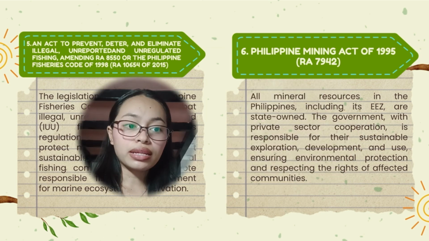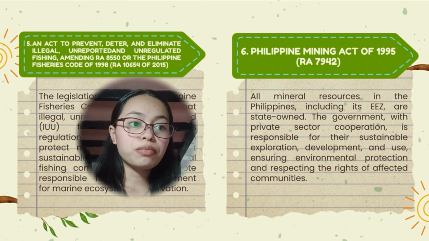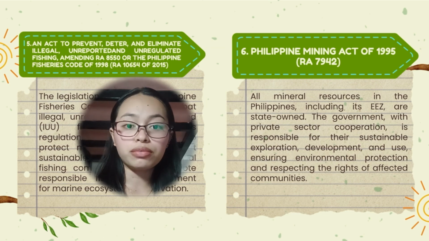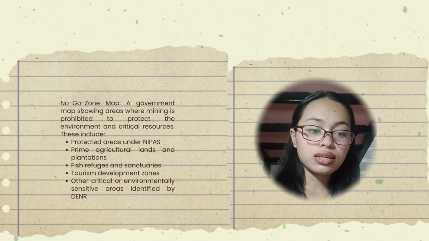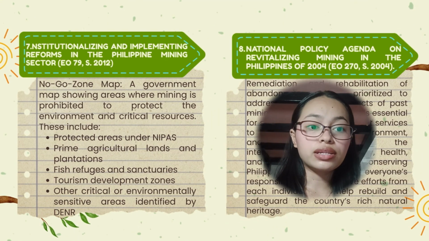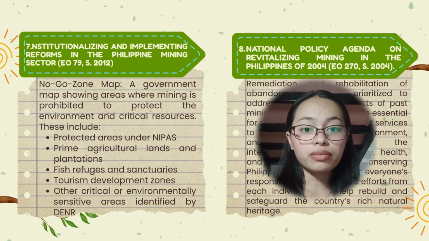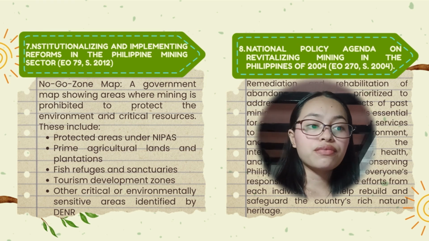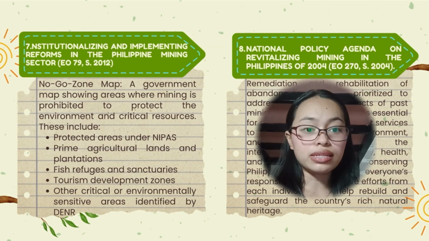So to regulate mining, the Philippine Mining Act of 1995 ensures that all mineral resources are state-owned and promotes responsible exploration while protecting the environment and communities. Building on this, Executive Order 79 introduced reforms in 2012, including a no-go zone map that prohibits mining in protected and environmentally critical areas to minimize damage.